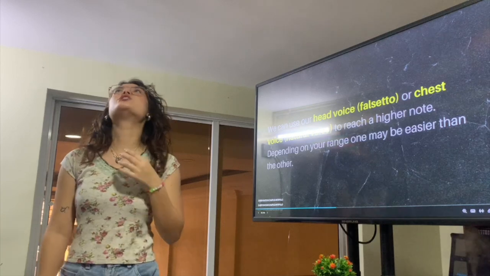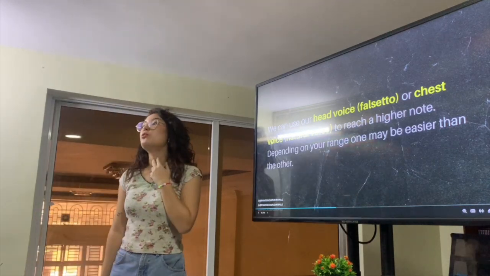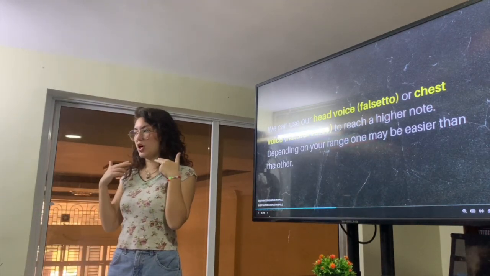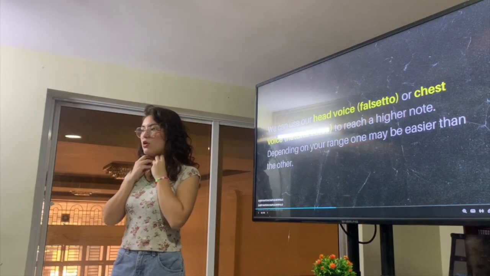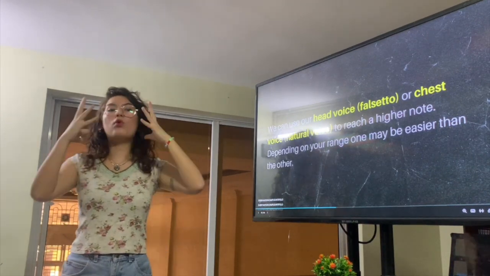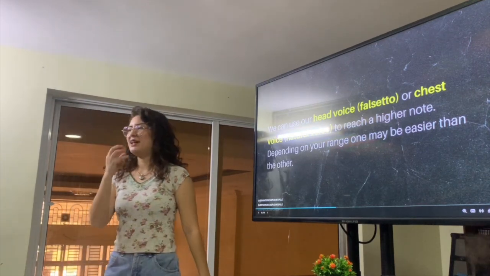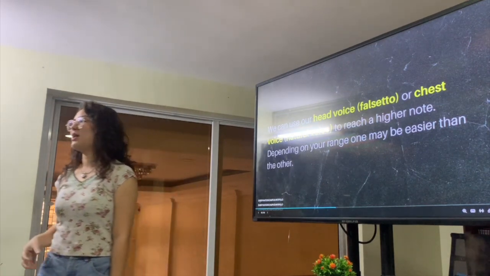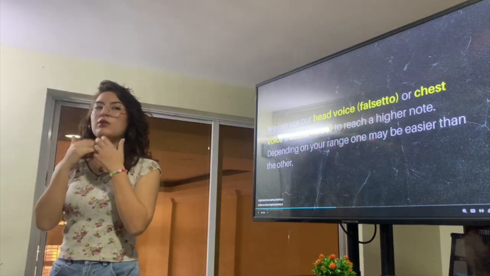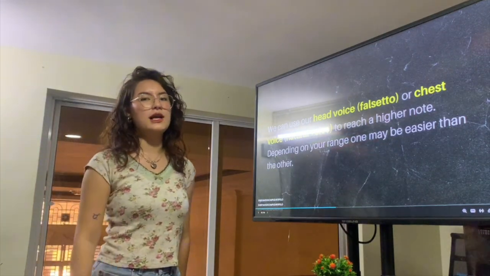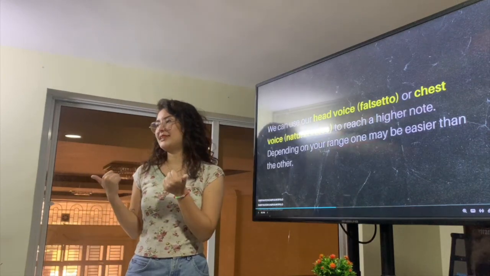So if you're trying to reach a high note, what do we do? We imagine the yawn. We keep it neutral and have a more open mouth. Obviously, it doesn't have to look weird, but when we visualize it in our mind, we can control our larynx as well.